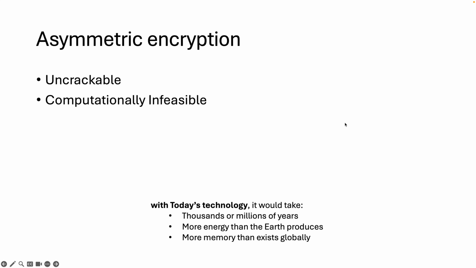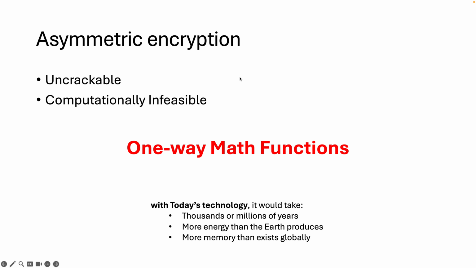Asymmetrical encryption is uncrackable. It's computationally infeasible. Now let's see why. It's because asymmetrical encryption relies on one-way math functions, which means the functions are easy to do in one direction, but almost impossible to reverse.